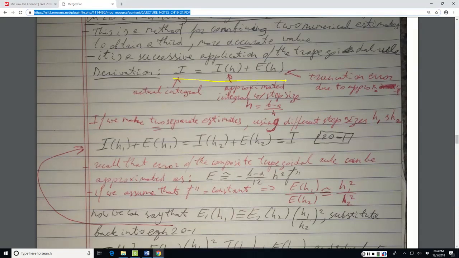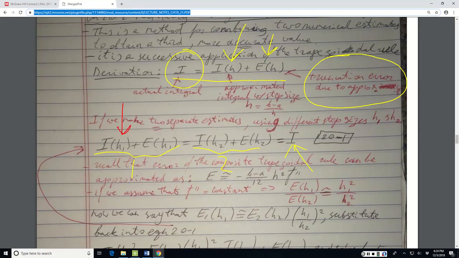What it says is that your true integral I is composed of the estimated integral value plus some error. So this is just some truncation error because you're approximating the integral with a straight line or with a parabola or some other ordered polynomial. Now if you make two different estimates of the same integral, so the integral is I, that's the true value, you can make two estimates. So here's number 1 and here's number 2. The only difference between these two estimates is the step size.